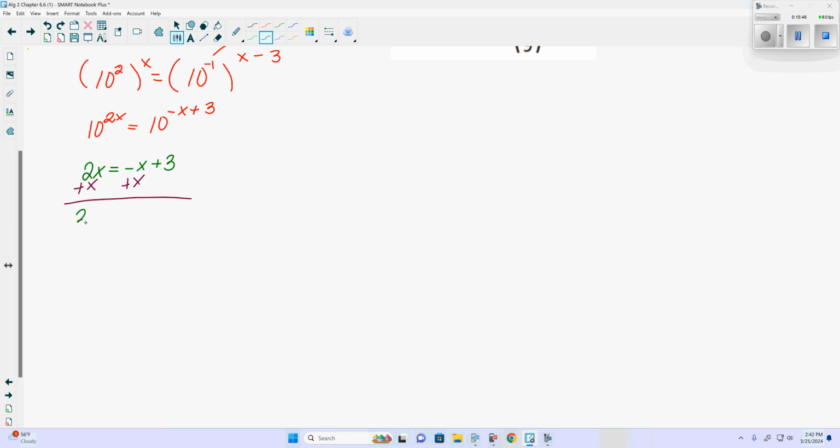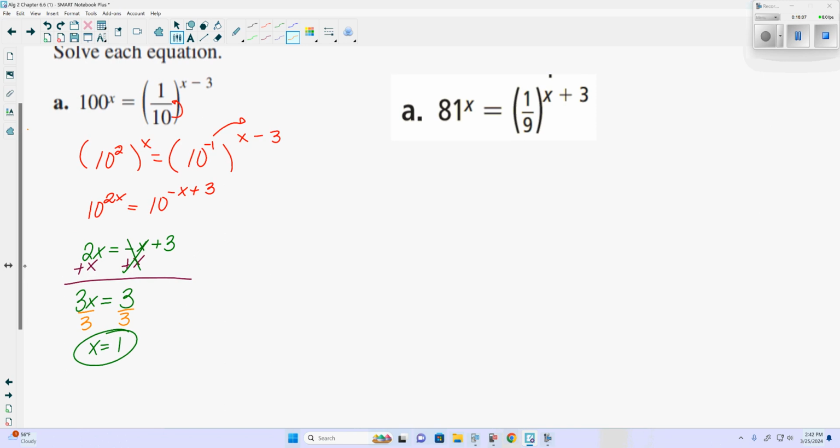So our 2x plus x is 3x. Our negative x plus x would be 0. So we get 3x equals 3. And then we would divide by 3. So x is equal to 1.